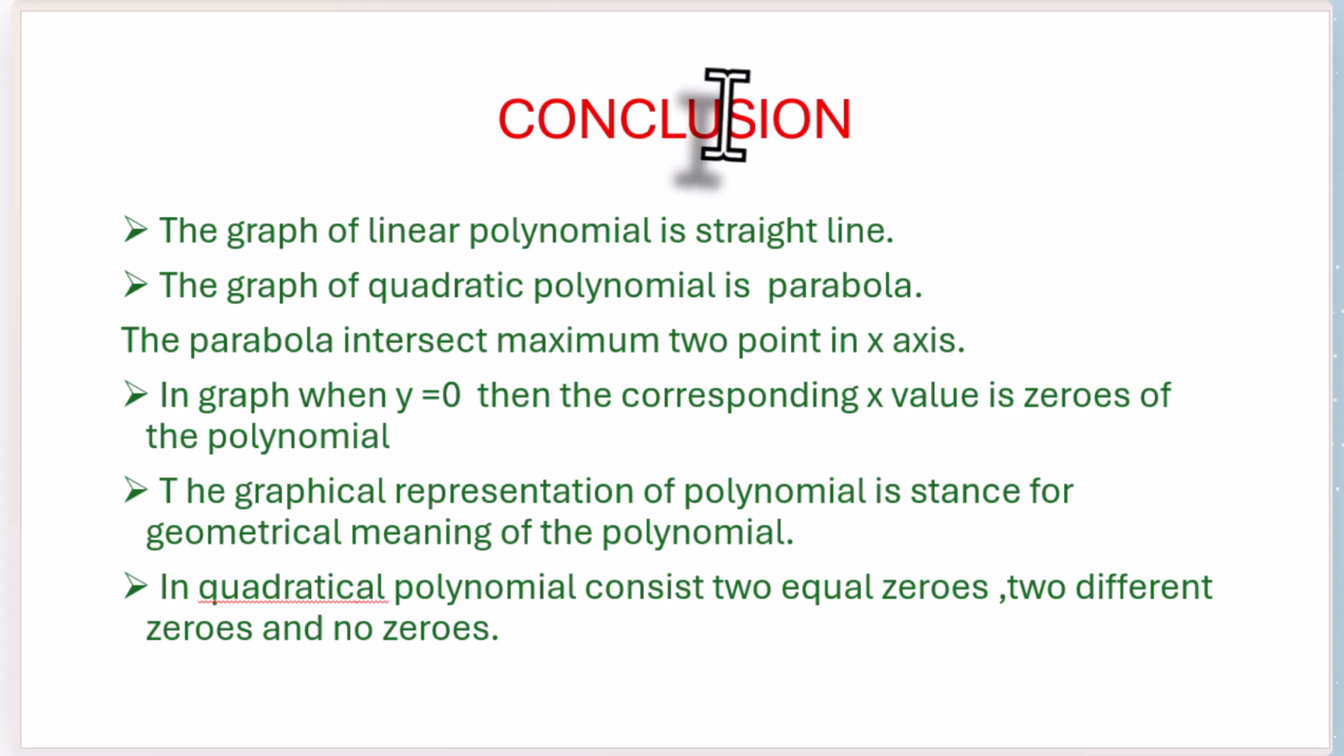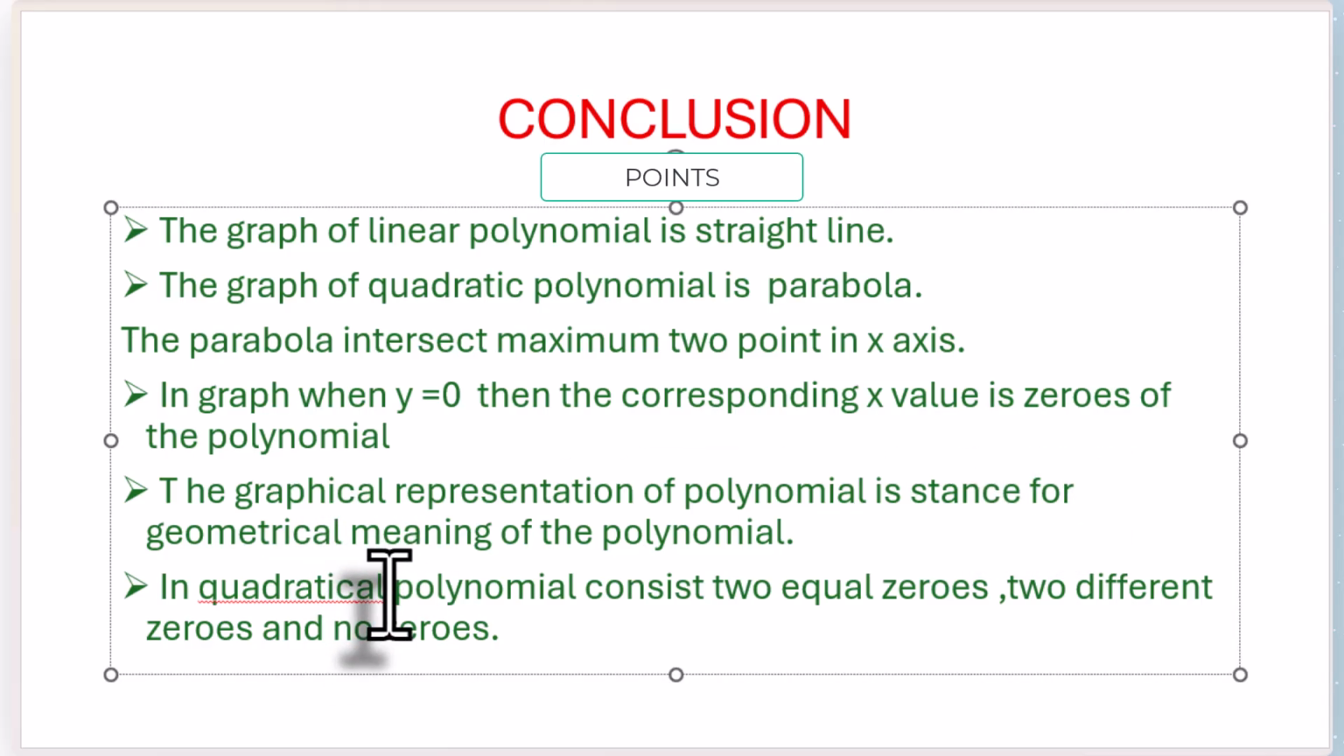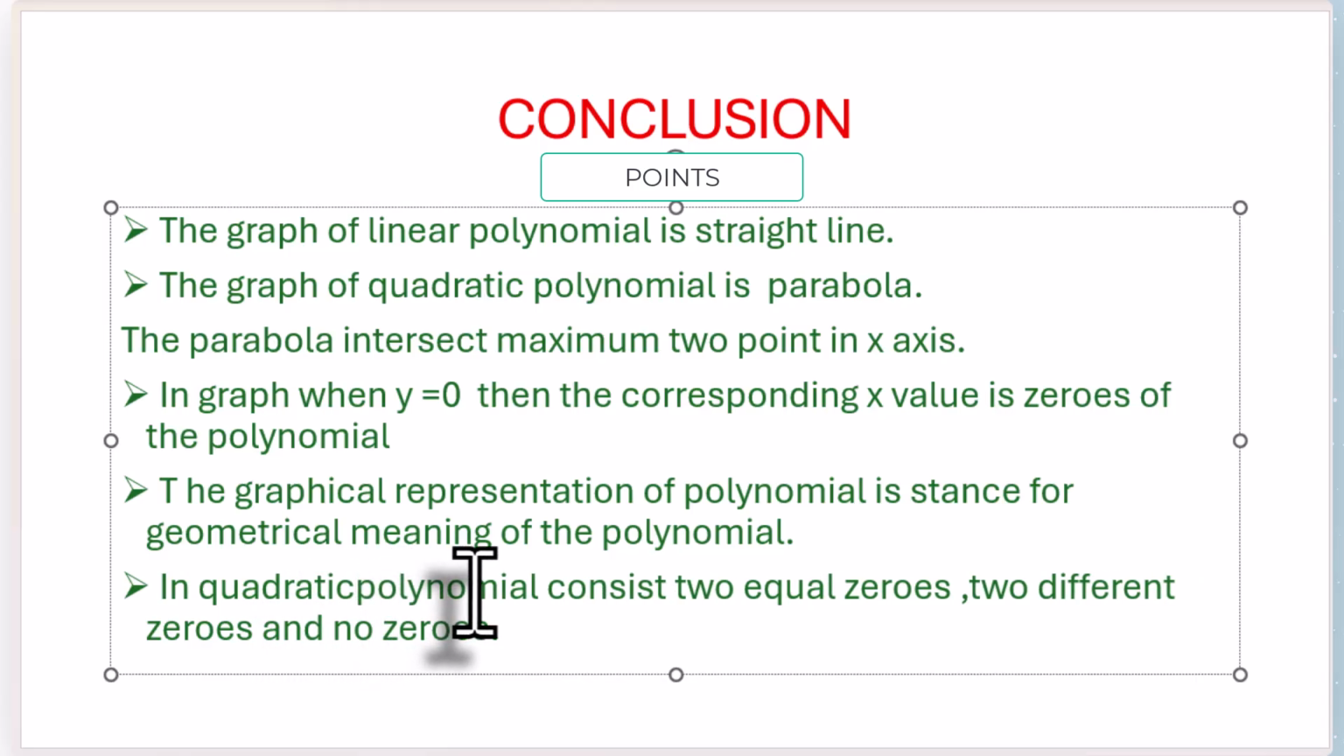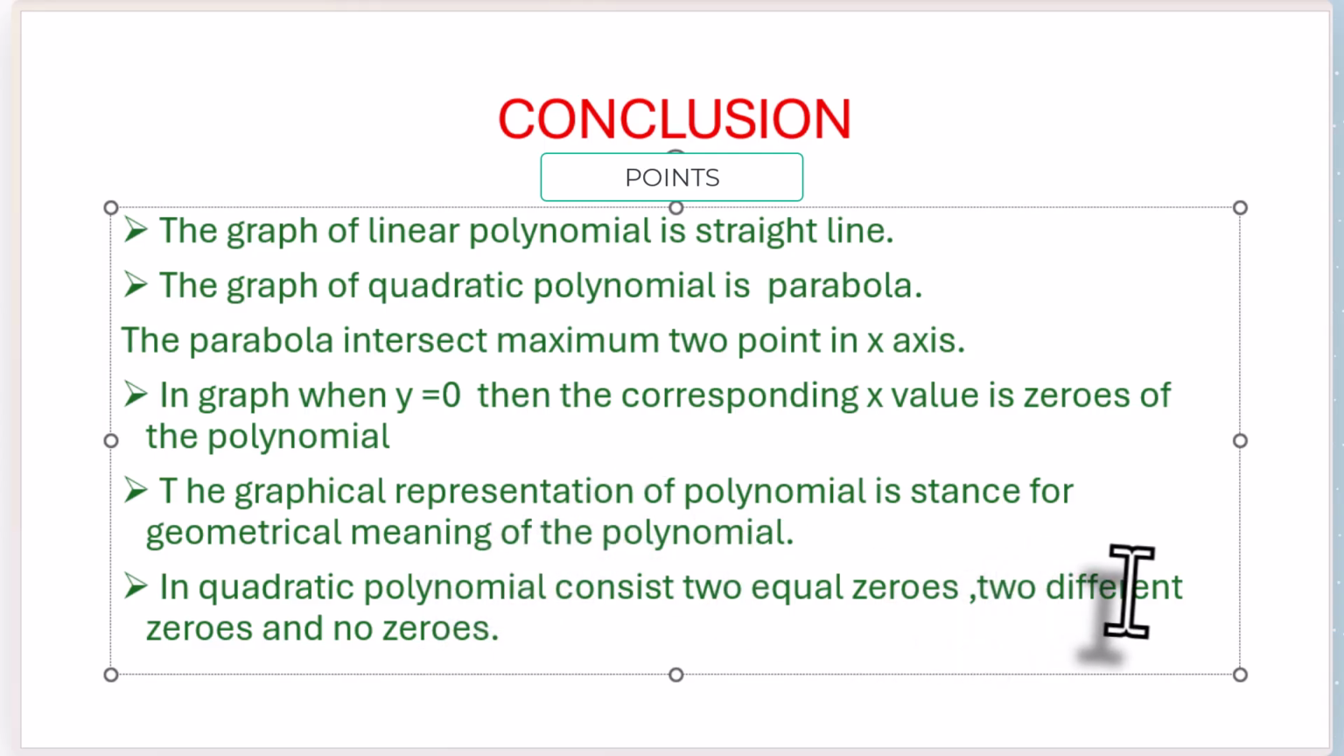Last, the conclusion. The graph of a linear polynomial is a straight line. The graph of a quadratic polynomial is a parabola. The parabola intersects the x-axis at a maximum of 2 points. In the graph, when y is equal to 0, the corresponding x value is the zero of the polynomial. The graphical representation of a polynomial stands for the geometrical meaning of the polynomial. A quadratic polynomial can have two equal zeros, two different zeros, or no zeros.